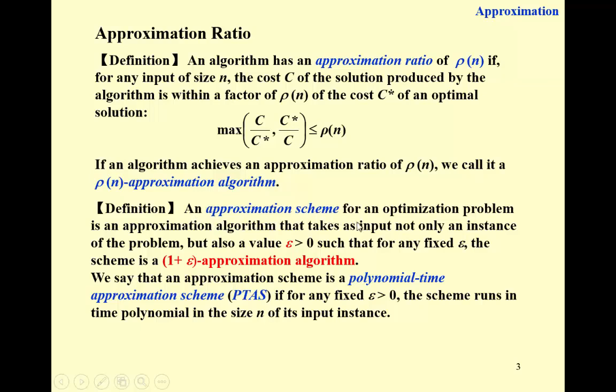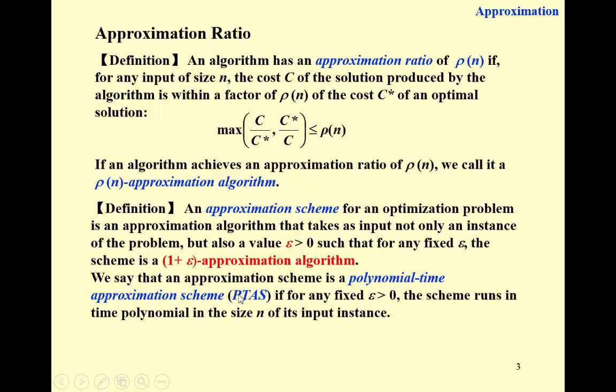Another thing is an approximation scheme. An approximation scheme for an optimization problem is an approximation algorithm that takes as input not only an instance of the problem, but also a value epsilon, which is positive, such that for any fixed epsilon, the scheme is a 1 plus epsilon approximation algorithm. And we say that an approximation scheme is a polynomial time approximation scheme, called PTAS, if for any fixed positive epsilon, the scheme runs in time polynomial in the size n of its input instance.